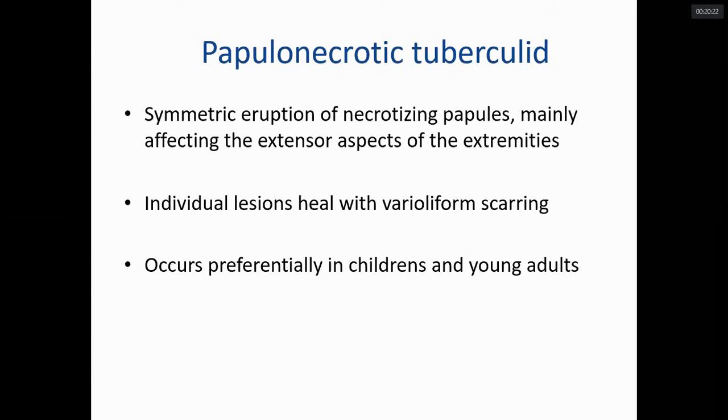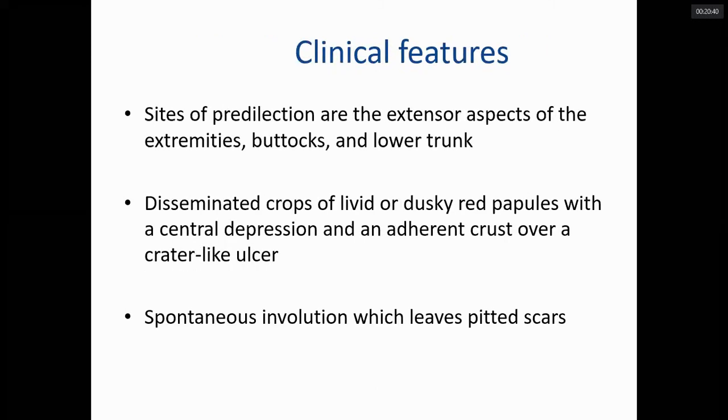In papulonecrotic tuberculosis, there is a symmetric eruption of necrotizing papules, which mainly affects the extensor aspect of the extremities, and the individual lesions heal with scarring. It occurs preferentially in children and young adults. The sites of predilection are the extremities, buttocks, and lower trunk. There are disseminated crops of dusky red papules with central depression and adherent crust over a crater-like ulcer. On involution, it leaves scars.